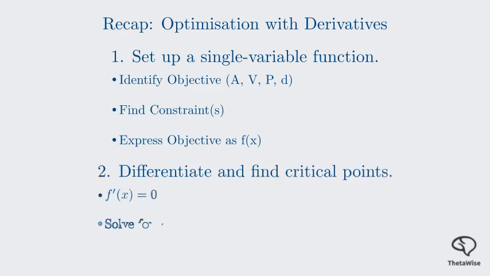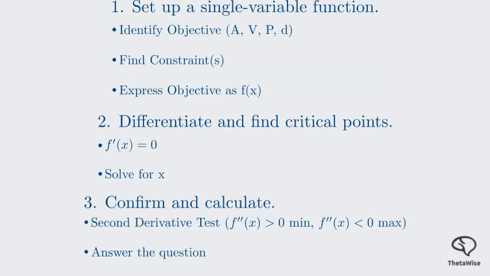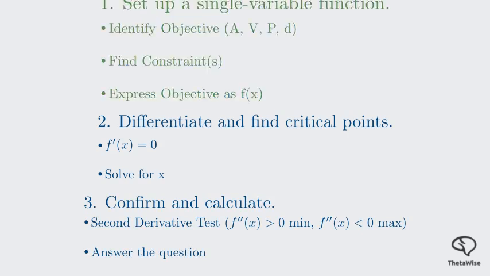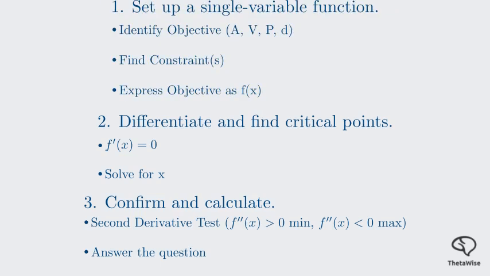Third, differentiate the function, set the derivative equal to 0, and solve. This gives you the critical points where a maximum or minimum might exist. Finally, use a test, like the second derivative test, to confirm which is which, and then calculate your final answer. This systematic approach allows us to solve complex problems with confidence. The most difficult step is often setting up the correct equations from the word problem. So practice drawing diagrams and identifying objectives and constraints.